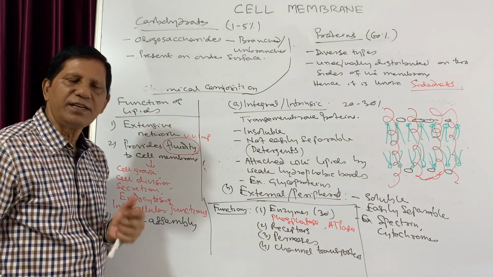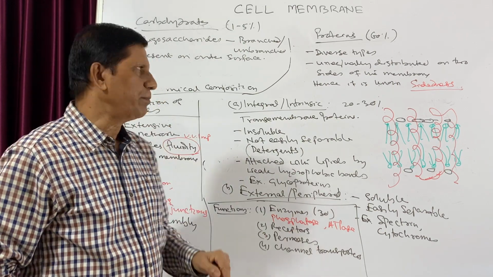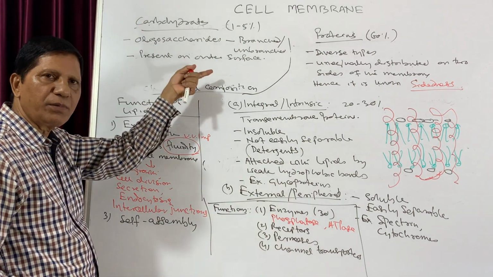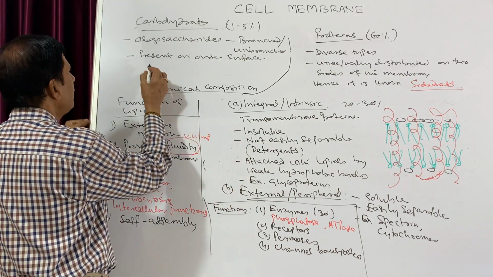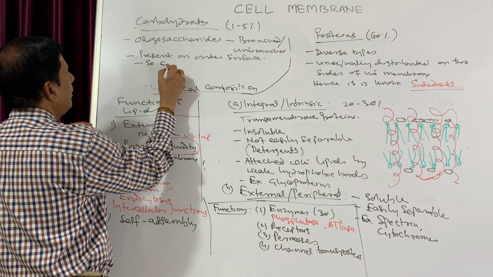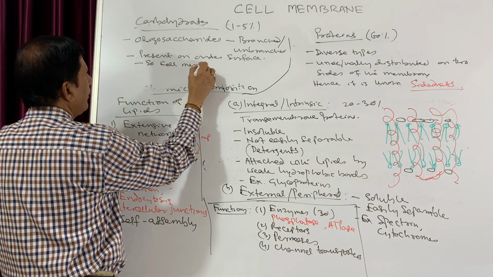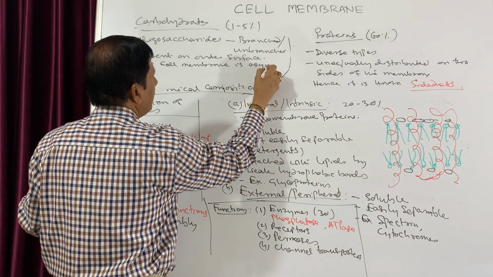Now this is the reason why the plasma membrane is asymmetric in nature, because they are present only on the outer side but not on the inner side, so naturally it is asymmetric. Present on the outer surface. So the cell membrane is asymmetric.